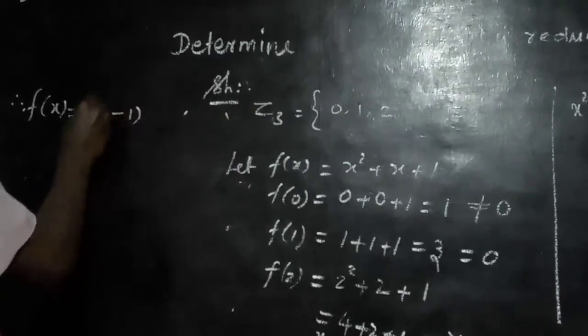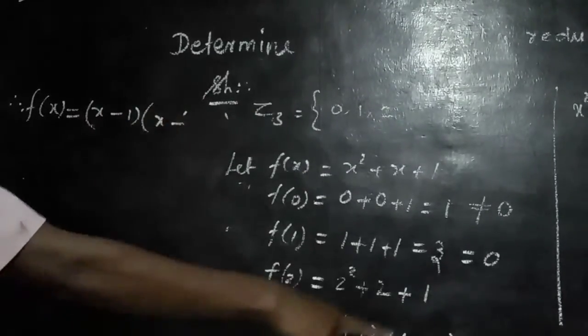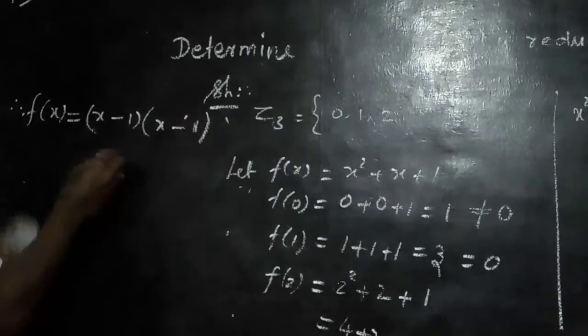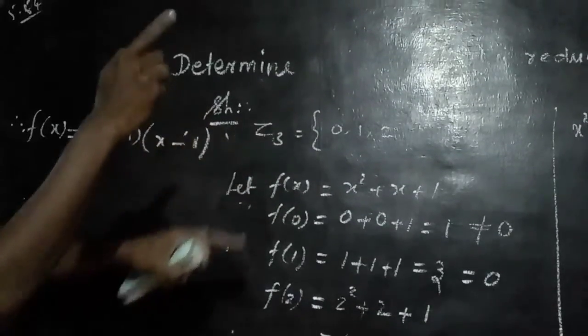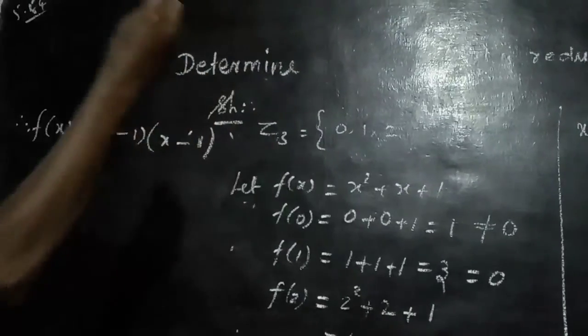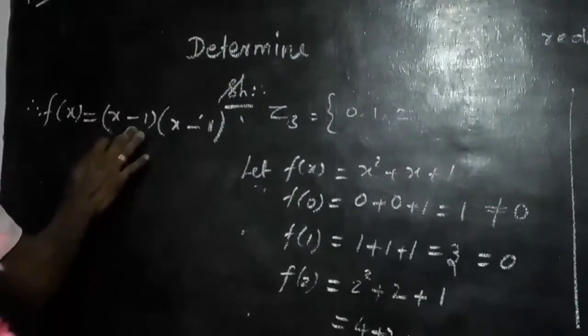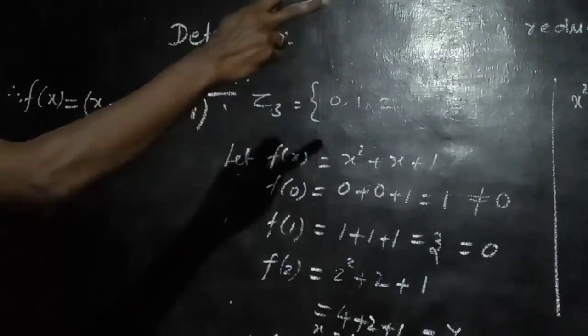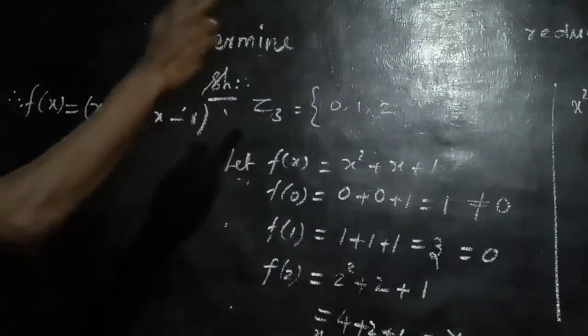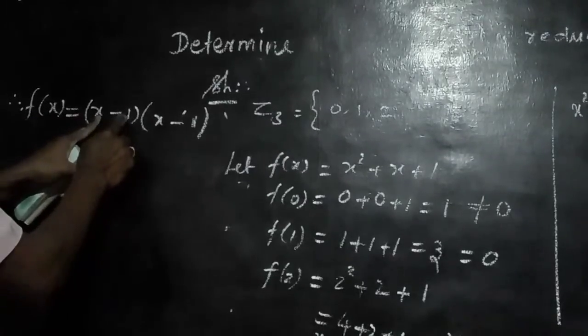So b is equal to 1, therefore f of x is equal to x minus 1 into x minus b. What is b? 1. So f of x equal to x minus 1 into x minus 1. Actually the problem is, over Z3, if it were over Q, no problem. Actually the answer is f of x equal to x minus 1 into x minus 1. But they have given over Z3. 3 automatically becomes what? It becomes 0.